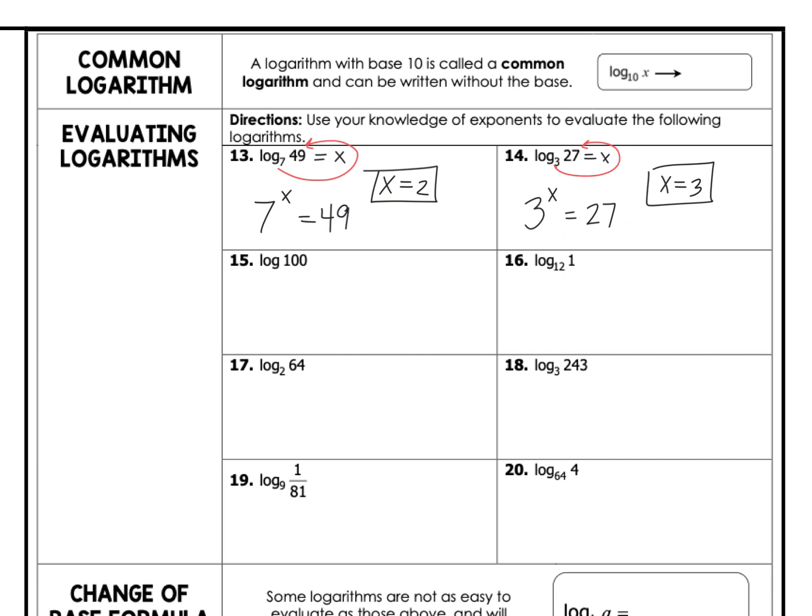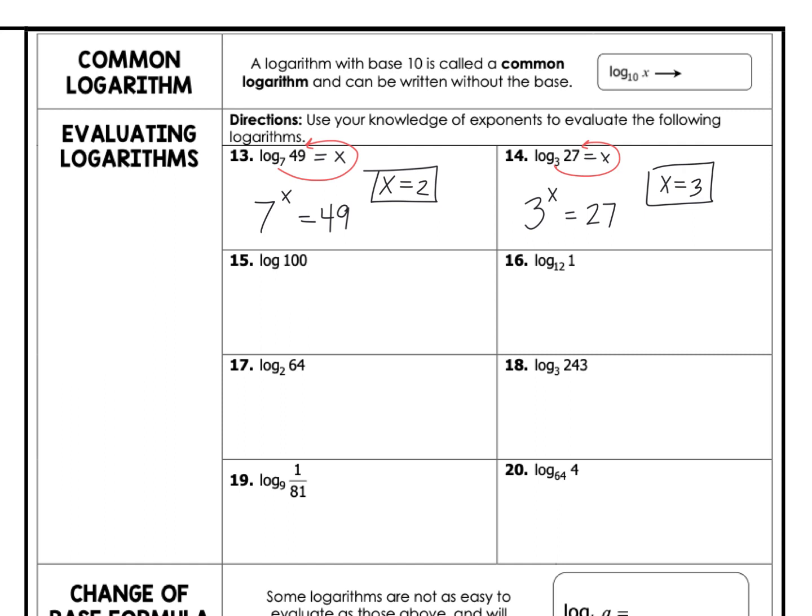Okay, number 15. There's something weird happening on number 15. What do you notice? There is no base. Oh, no. Okay, look at the top of the page. Do you see how it says common logarithm? Let's read it. Reading's fun. A logarithm with base 10 is called a common logarithm and can be written without a base.